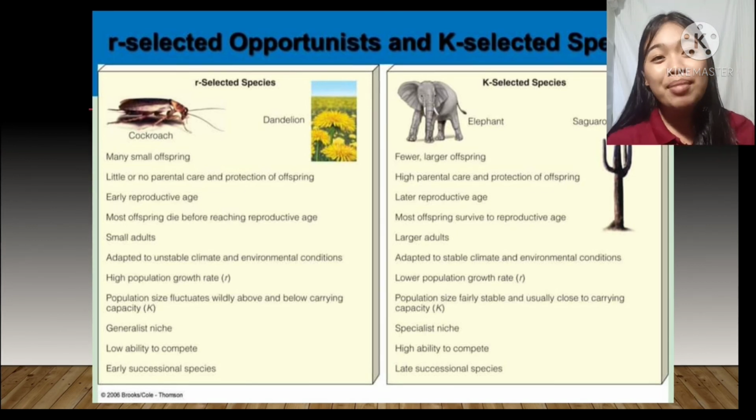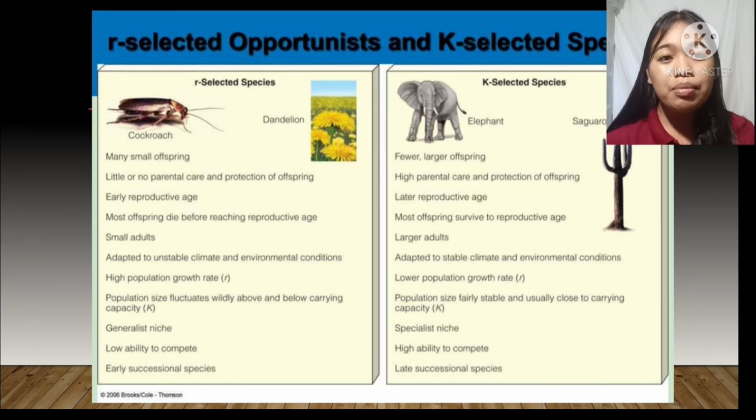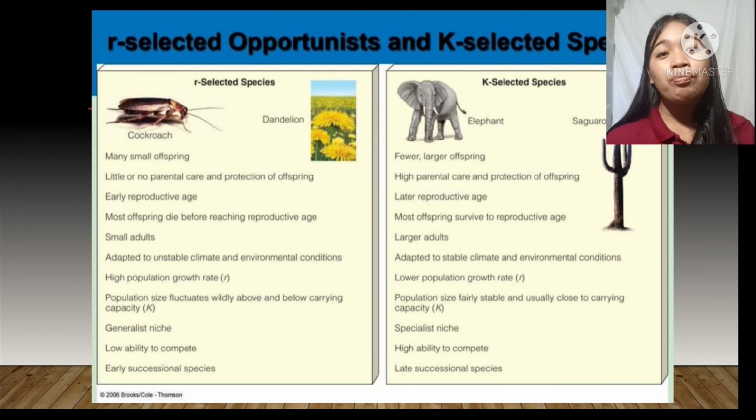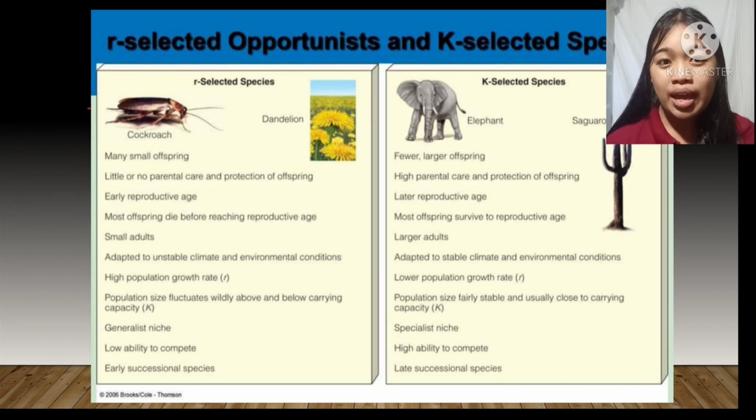So no asa mata makakita og tawo nga naggalam og cockroach. So, early reproductive age, most offspring die before reaching reproductive age. Small adults, adapted to unstable climate and environmental conditions. So, this R-selected species are the ones who can adapt whatever climate or environmental conditions we have. Then we have the high population growth rate. Population size fluctuates wildly above and below carrying capacity.